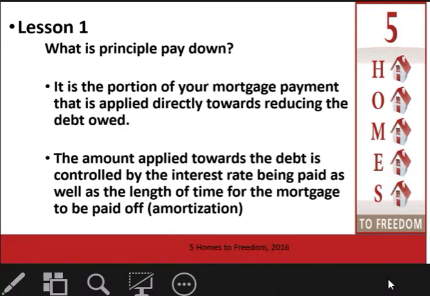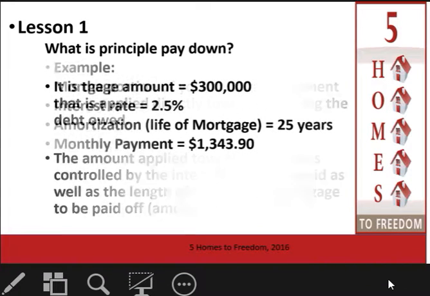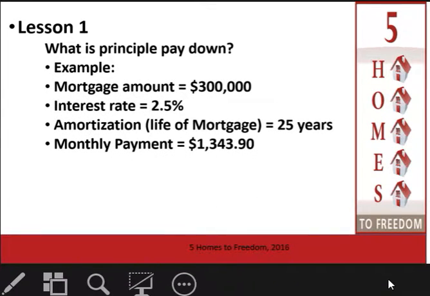Also, the principal reduction changes every month because in month 2, you've already reduced the principal amount by a small amount. Therefore, the mortgage interest is going to be calculated based on the balance owing. So it's always adjusting every month. So we're going to look at the effect over the course of a year. So we're going to look at an example.